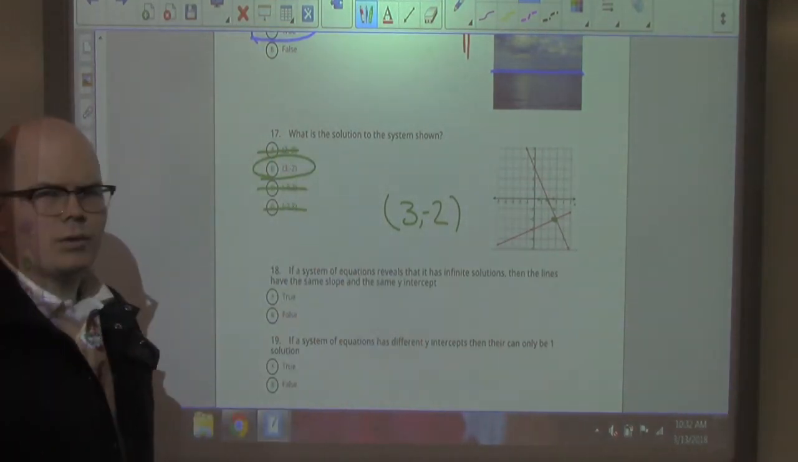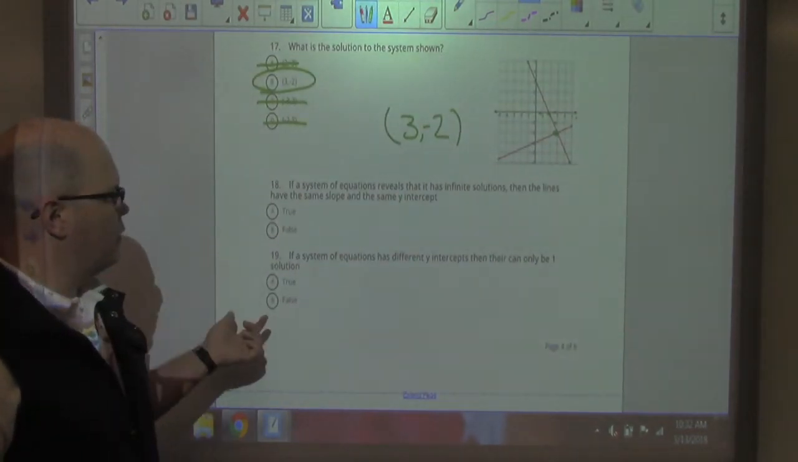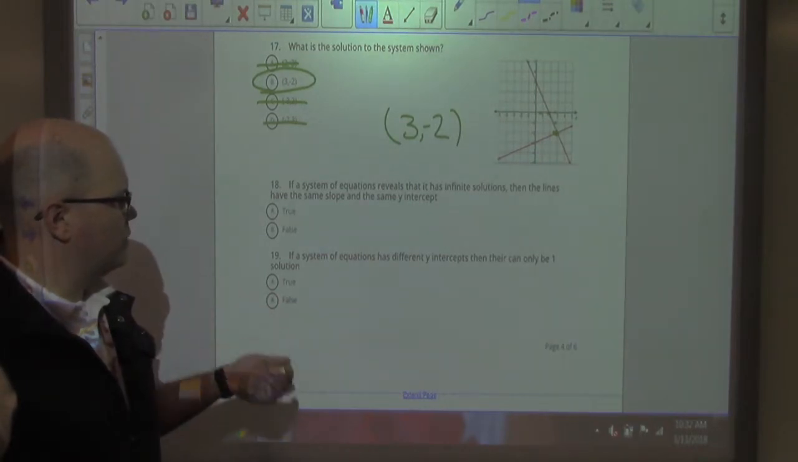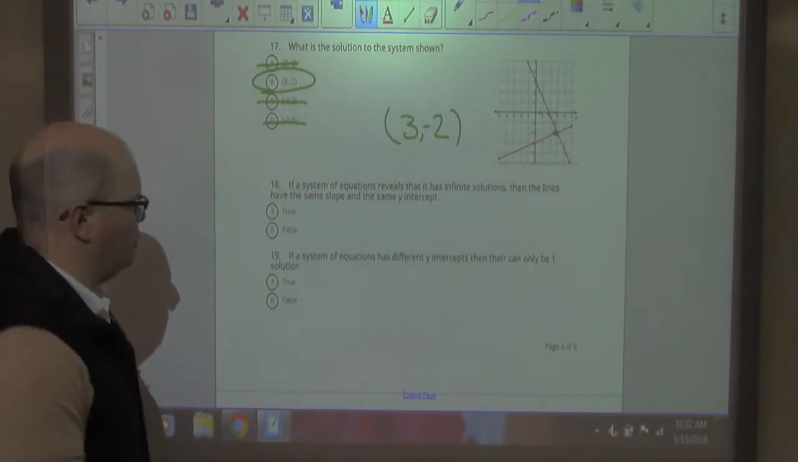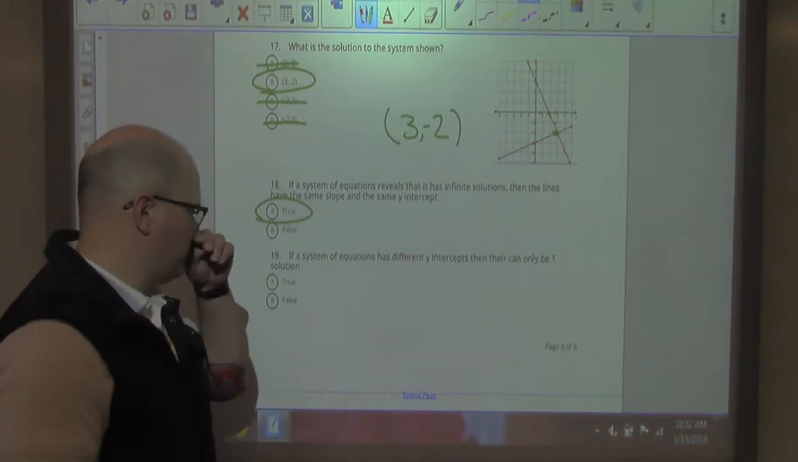That would be my answer, 3, -2. It says if a system of equations reveals that it has infinite solutions, then the lines have the same slope and the same y-intercept. Well, if they have the same slope and the same y-intercept, they do have infinite solutions. So that is also true according to our notes.